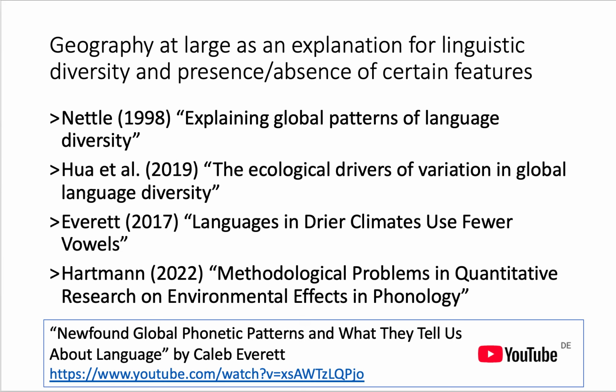We are going to move to the second type, the second way area matters when we are classifying languages and when we're doing typology. And I said that this was to do with geography at large as an explanation for linguistic diversity and presence or absence of certain features, which is a very long topic, but we want to split it up into two parts. So the first two papers on the slide have to do with linguistic diversity purely in terms of where the most languages are spoken. And the second two papers on the slide have to do with using geography as an explanation for the presence or absence of certain features.